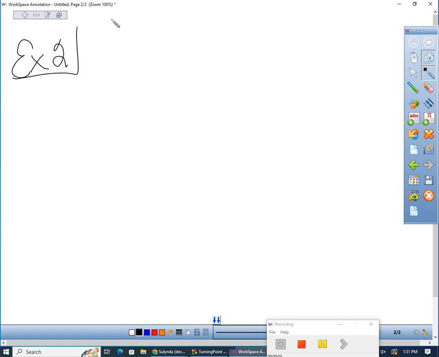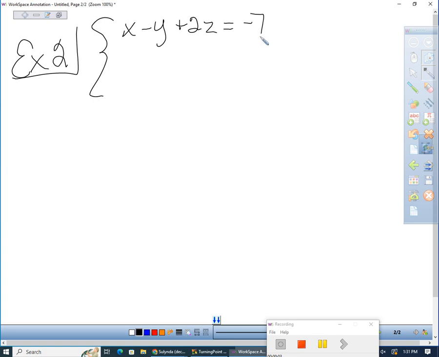Example number 2. Here is our system this time. x minus y plus 2z equals negative 7. And then we have y plus z equals 1. And the last one we have is x minus 2y minus 3z equals 0.